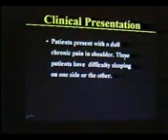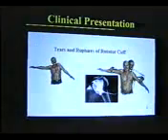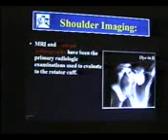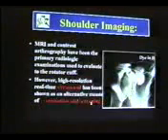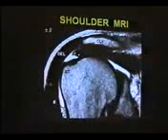The clinical presentation: the patient presents with a dull chronic pain in the shoulder. These patients have difficulty sleeping on one side or the other. They may present with complaints of inability to comb their hair or lift the arm above the shoulder like this. MRI and contrast arthrography have been the primary radiologic examinations used to evaluate the rotator cuff. Here is contrast arthrography. A dye is there. However, high resolution real-time ultrasound has been shown to be an alternative means of examination and screening.